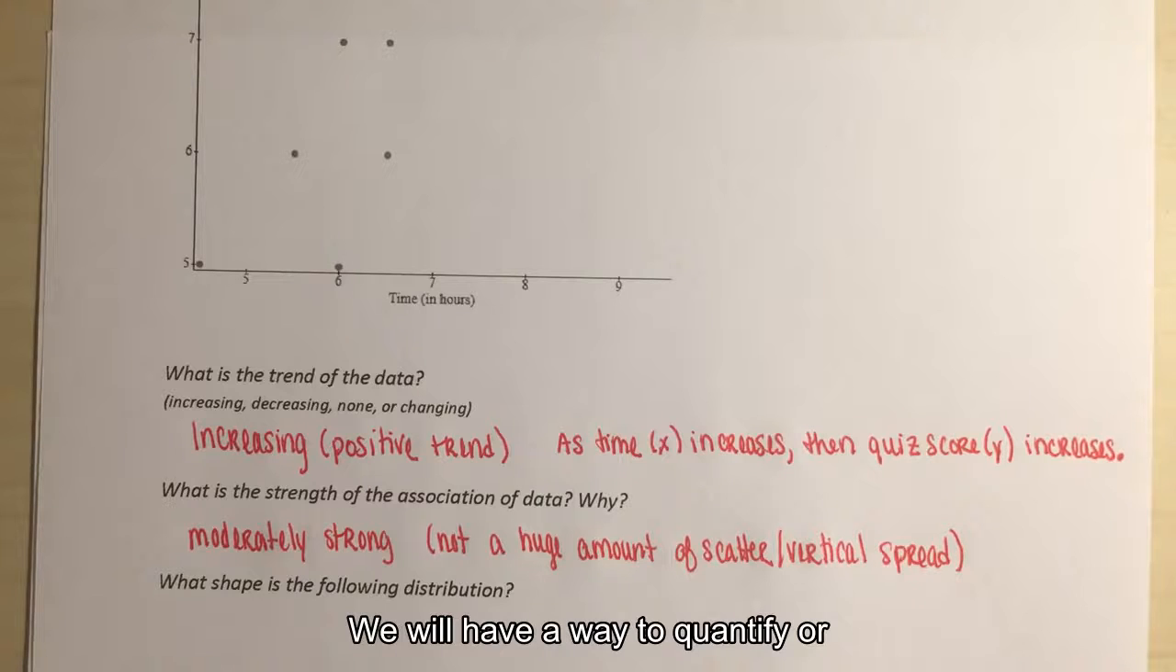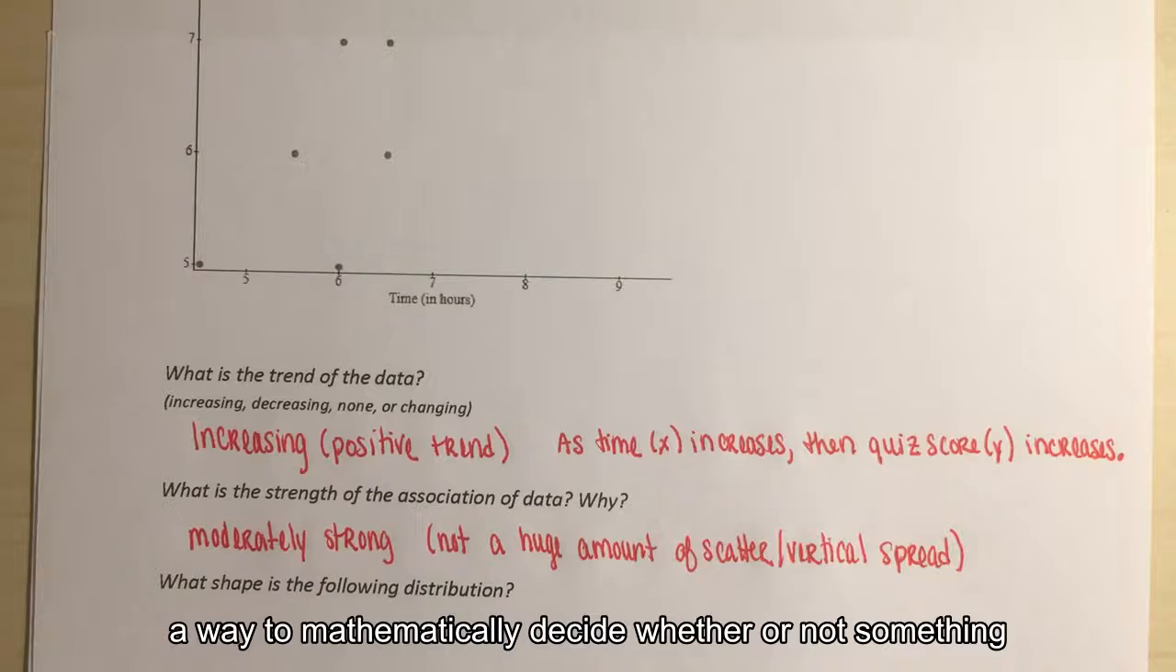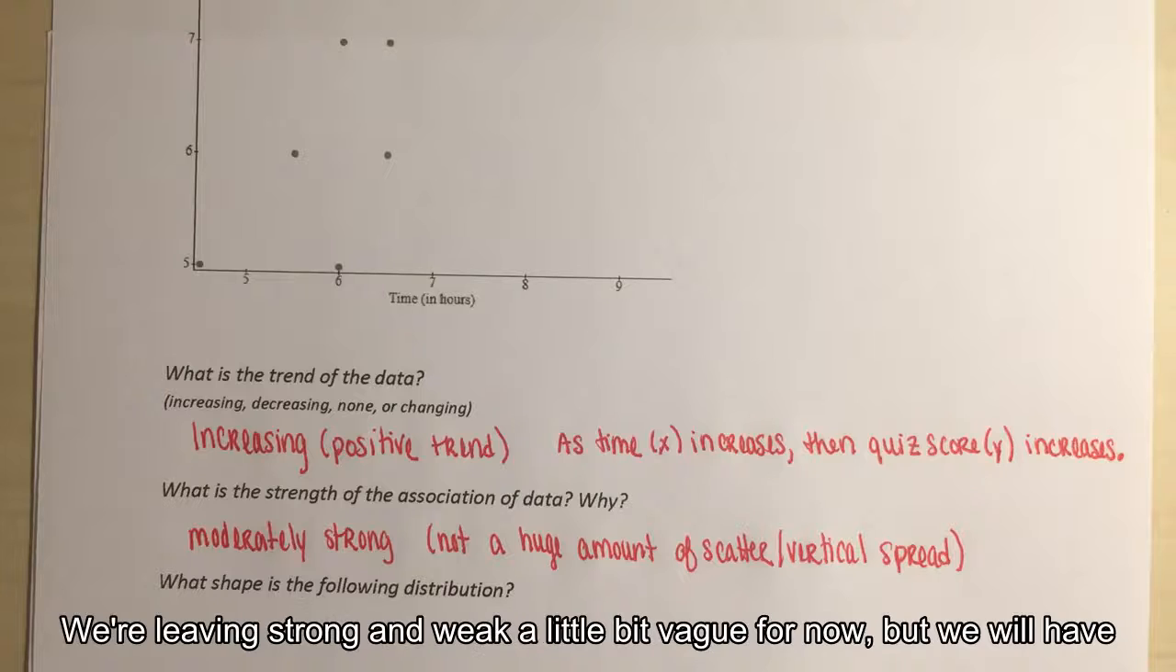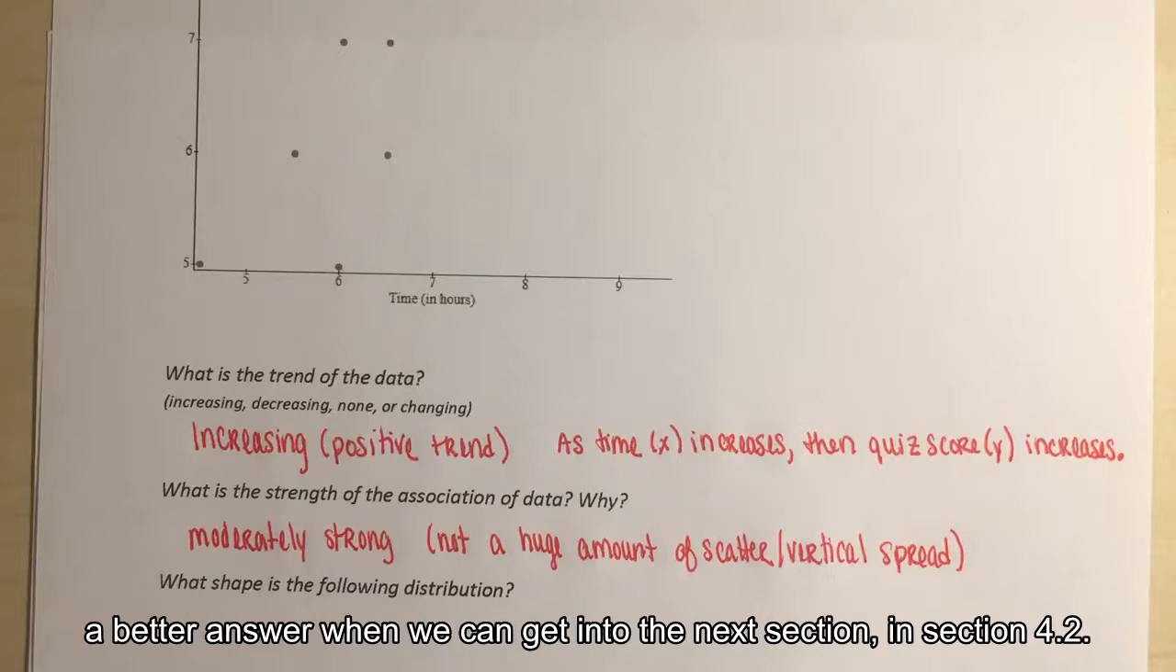We will have a way to quantify, or a way to mathematically decide whether or not something is strong starting in the next section. So we're kind of leaving strong and weak a little bit vague for now, but we will have a better answer when we get into the next section, section 4.2.